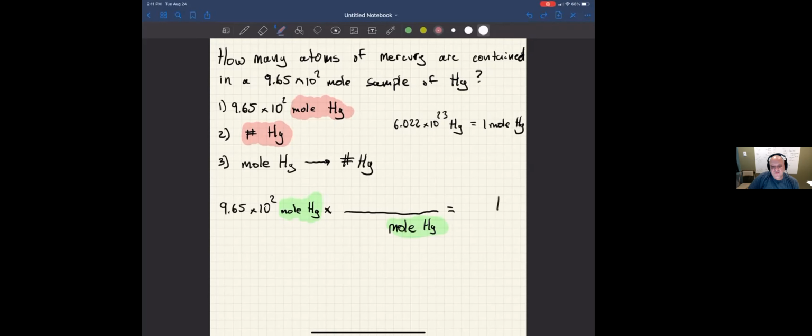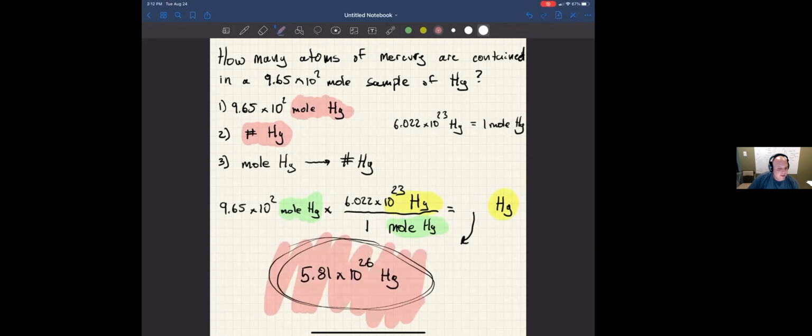I am trying to solve the problem in terms of the number of mercury atoms. So the unit is Hg there, and that means that Hg goes here. And so I can look at the relationship above and say that 6.022 times 10 to the 23rd mercury atoms per 1 mole of mercury gets the correct conversion factor for me. The rest is calculator work. And when I do that calculator work, I get 5.81 times 10 to the 26th mercury atoms. That's my final answer.